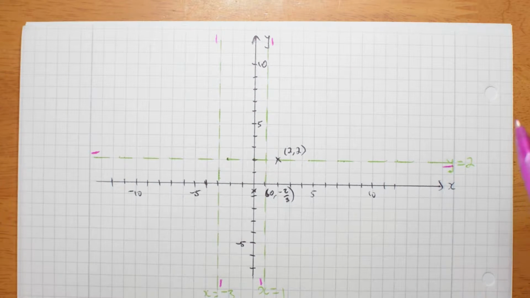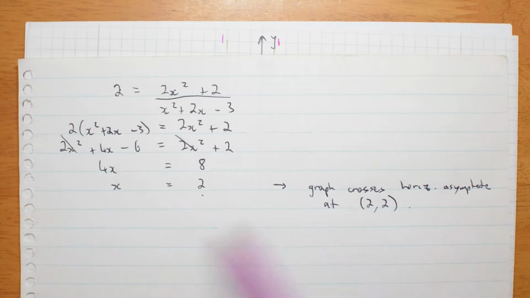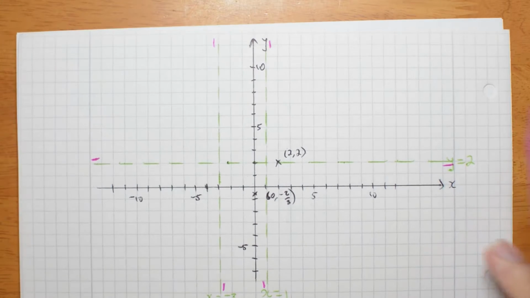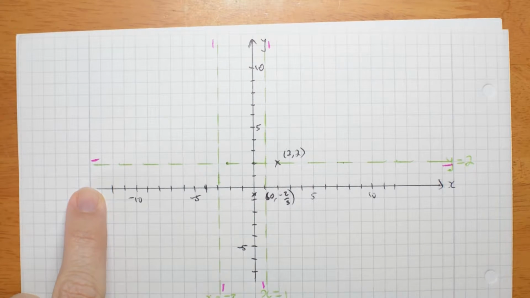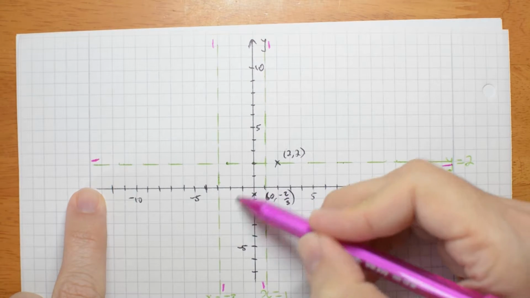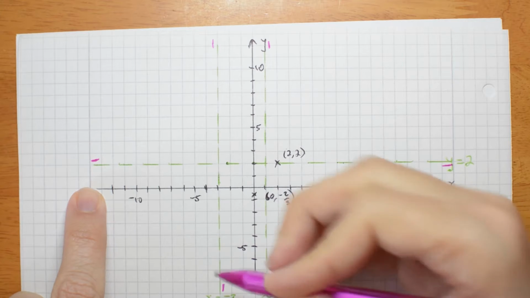And I know the graph doesn't cross the horizontal asymptote anywhere else because I actually solved it and there's only one place where it crosses. So the only possible way that this can draw is like this, which actually means there's going to be a maximum point here somewhere, but it doesn't cross the x-axis.